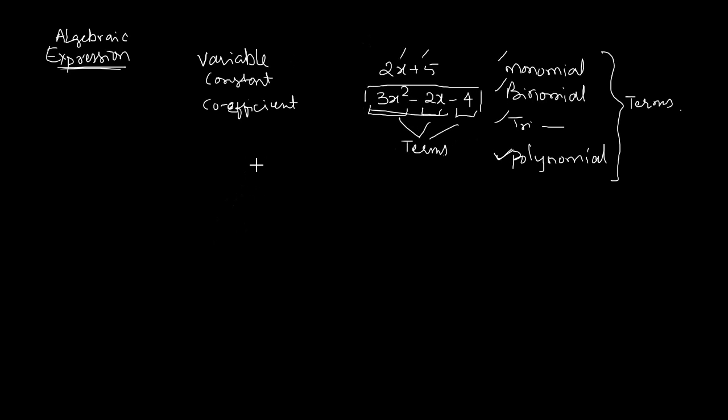So now let's take the same example, 3x square minus 2x minus 4. This is my constant. A constant is the one where we can't change the value. A variable, the value varies, that is a variable, x is a variable. These are numerical coefficients.